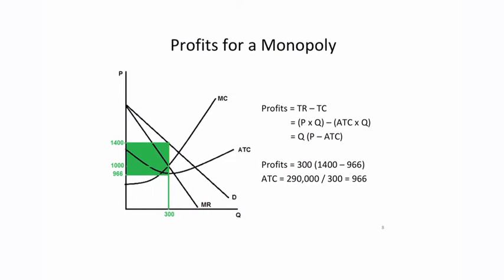So what we can observe here is that, in fact, here's the price, $1,400. Here's the point where marginal revenue is equal to marginal cost. And here at $966 is the cost per unit, or the average total cost. So that this area represents the profit for the monopoly.